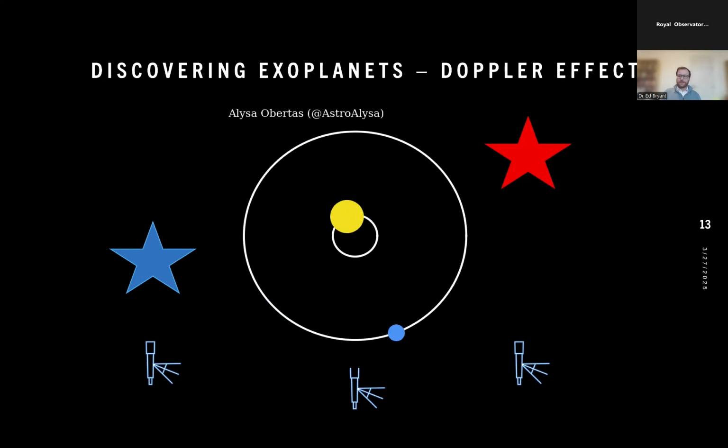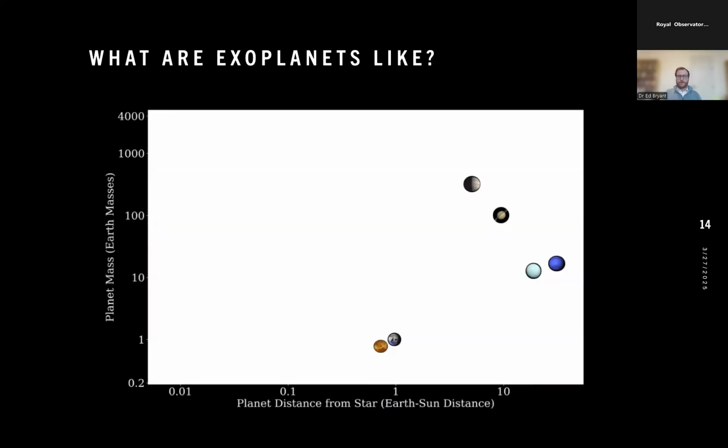So what are these exoplanets like? Using these methods over the past few decades, astronomers have found thousands of exoplanets orbiting stars outside the solar system. But are they like the solar system, or are they something completely different?